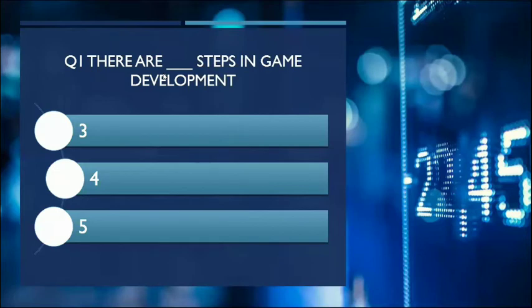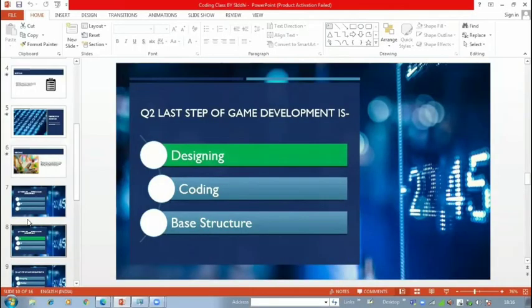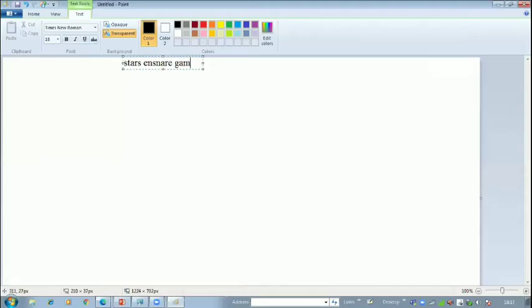Now there comes a quiz for you all. You need to answer along with me. The question is, there are dash steps in game development. How many steps are there in game development? Count and start. 1, 2, and 3. Please comment down your answers. Now let's move to the next question, the second question. Which is the last step of game development? Yes, you got that right. It is designing.